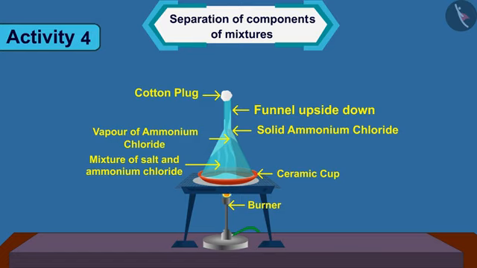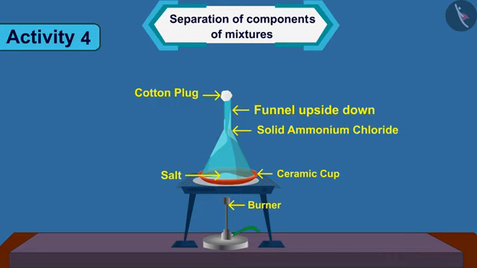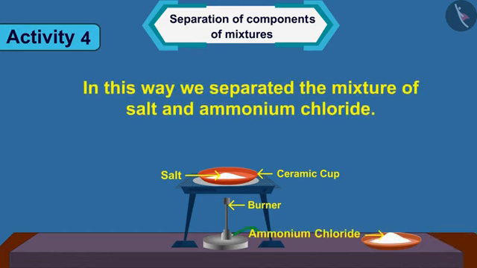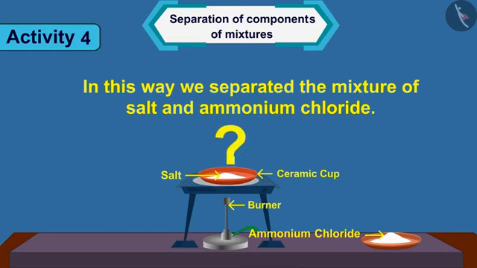Keep the ceramic cup warm until the vapor stops coming out of it. Now, turn off the burner and scratch out the solid ammonium chloride in a bowl. In this way, we separated the mixture of salt and ammonium chloride. But how was this possible?